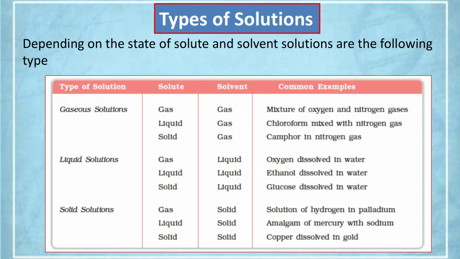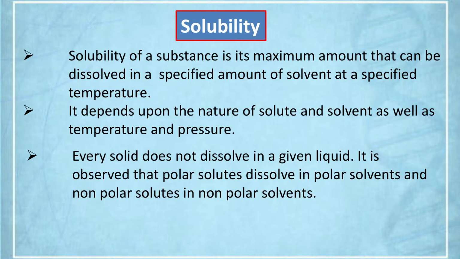Alloys are solid solutions. Next, what is solubility? We will go to solubility. The solubility of a substance is the maximum amount that can be dissolved in a specified amount of solvent at a specified temperature. It depends on the nature of the solute and solvent, and on temperature and pressure.